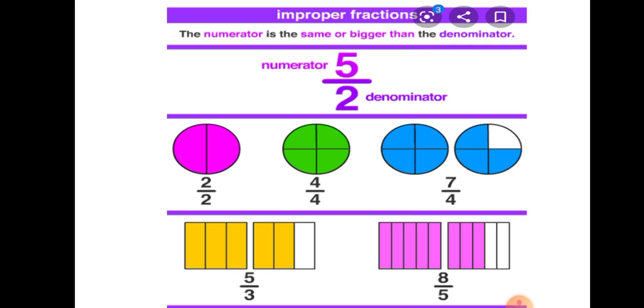Next is improper fractions. A fraction whose denominator is less than the numerator is an improper fraction. For example, 5 by 2. Now 5 is a numerator and 2 is a denominator. Now numerator is greater than the denominator. So these type of fractions are known as improper fractions.